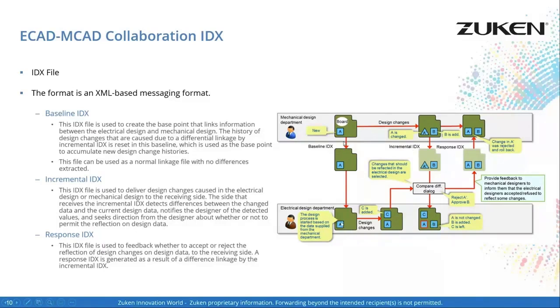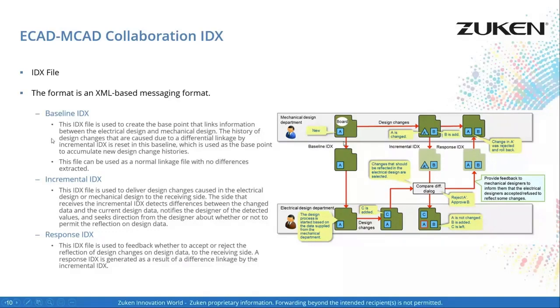Also, it's bidirectional, which means if the PCB design team or electrical design department have made some changes, they can compare against the mechanical team and then send back a response IDX through to the mechanical team as well. So as we can see, this is a bi-directional process on how the MCAD team and the ECAD team can sort of communicate with each other.